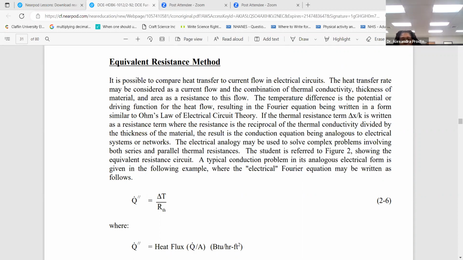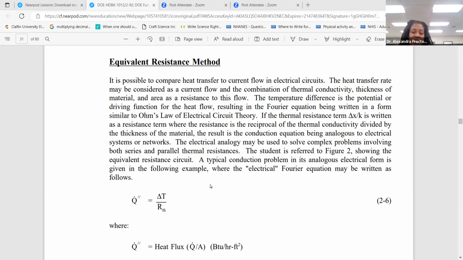And if the thermal resistance term, delta X over K, is written as a resistance term, where resistance is the thickness of the material divided by the thermal conductivity, the result is the conduction equation being analogous to electrical systems or networks. And so the electrical analogy may be used to solve complex problems involving series and parallel thermal resistances. In figure 2, they show the equivalent resistance circuit.